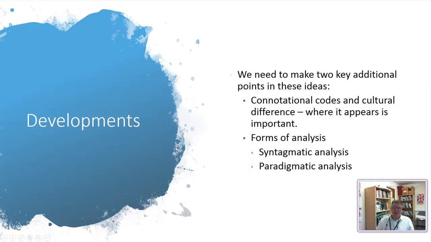Now, we need to make two key points in relation to semiotics and developments that have occurred in the field. Firstly, I want to look at the idea of connotational codes and cultural difference. Where it appears is important. Secondly, I want to look at two forms of analysis, what I'm calling syntagmatic analysis, and I apologise for the pronunciation, and paradigmatic analysis. Both of these are quite tricky terms at the start, but you'll get my meaning in a few moments.